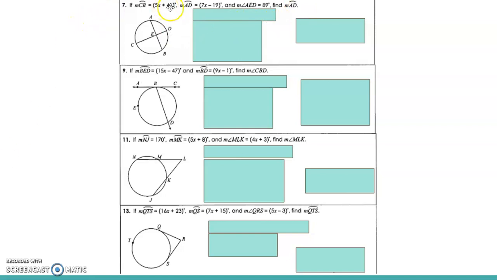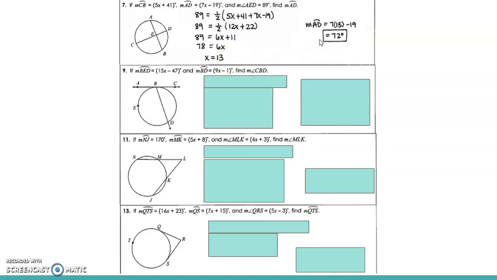So when I set up my equation for this one, we are going to write out that 89, our angle measure, is equal to 1/2 times, and then in parentheses, we're going to add those two algebraic expressions together. Once we solve, we get that x equals 13, and I need to take that 13 and plug it in for the measure of arc AD to answer the question. So I'm going to do 7 times 13 minus 19 to find that the measure of arc AD is 72 degrees.